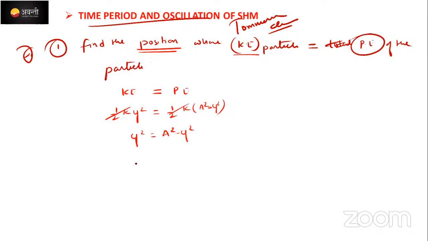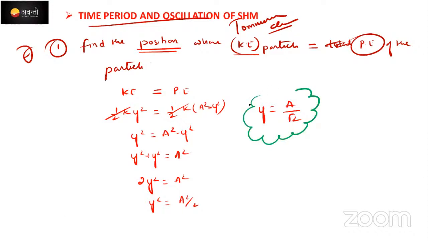If you take left hand side, it will become y square plus y square is equal to a square. y square plus y square is nothing but 2y square is equal to a square. हमको चाहिए y. Then y square is equal to a square by 2. y value क्या होता है? If you take square to the right hand side, it means a by under root 2. At this position, guys, suno, y is equal to a by root 2. At this position, the kinetic energy of the particle will be equal to potential energy.